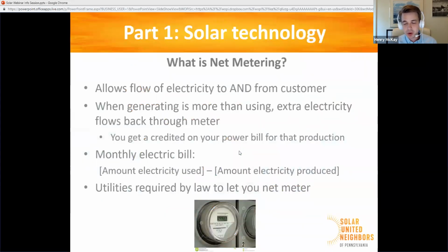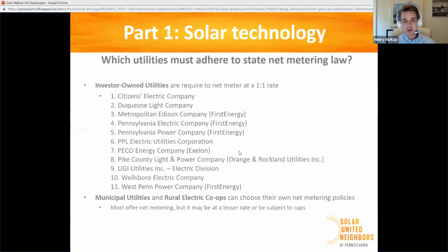So this process where your electric meter actually runs both ways like this is called net metering. So your meter is measuring what you're putting out to the grid and also what you're drawing in. And your monthly electric bill is actually just on what you used minus whatever electricity you produced. Now, utilities in Pennsylvania, investor-owned utilities in Pennsylvania, I should say, are required to let you net meter. And they're required to let you net meter at a 1-to-1 rate.